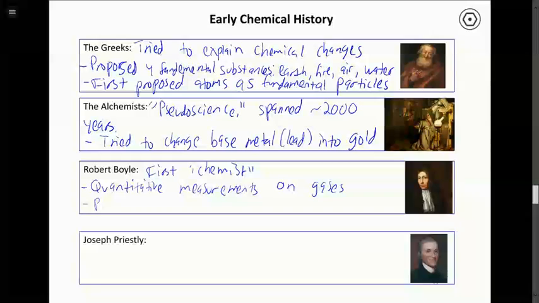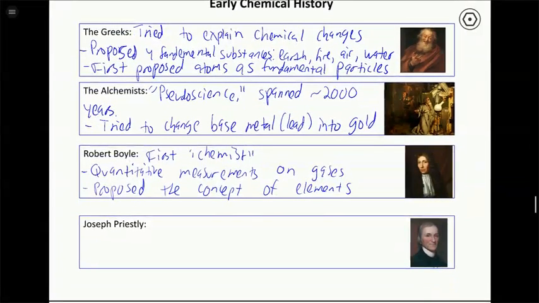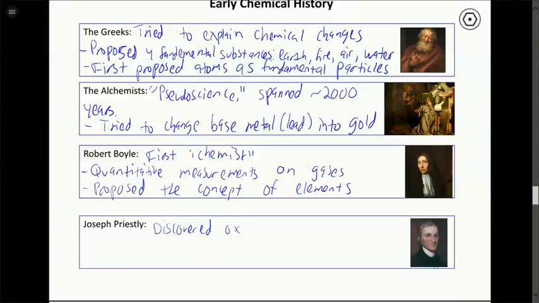And he also proposed the concept of elements. So he was the first person to really say that there have to be these very fundamental substances that can't be broken down further. That was also one of Boyle's contributions, although that was a topic that was debated and refined much over the following years. And then another very important player that you should be aware of is Joseph Priestley. He was credited with the discovery of oxygen, which of course is a very important element that we wouldn't be alive without. And he studied its chemistry.